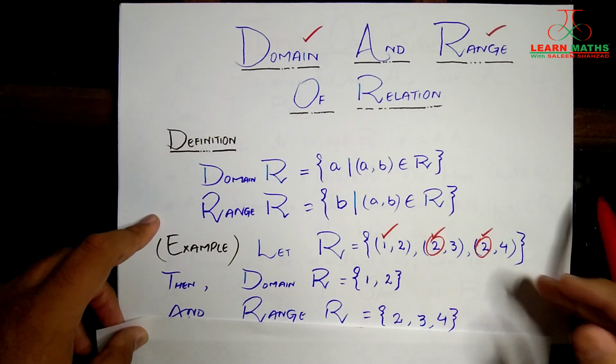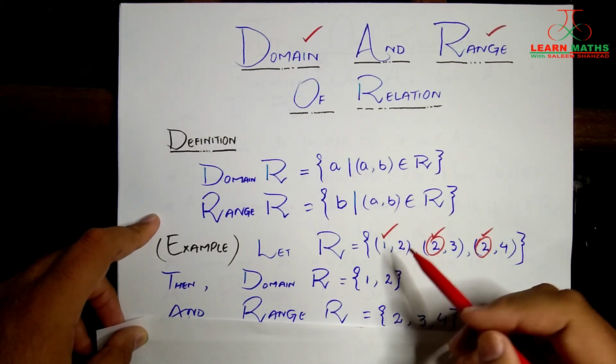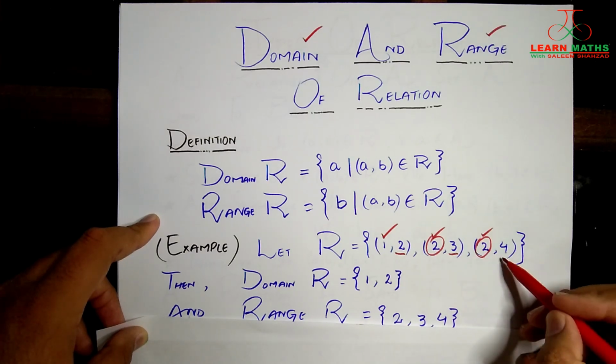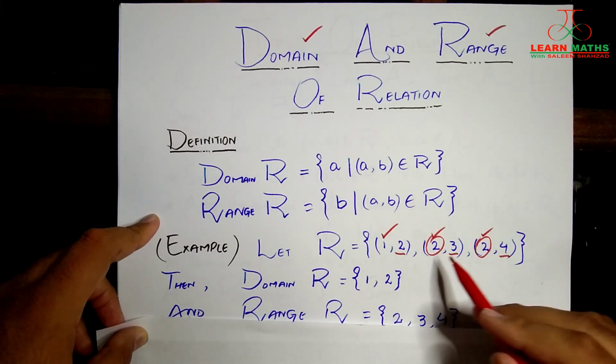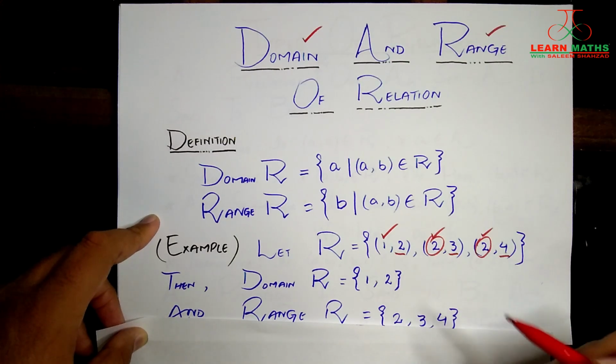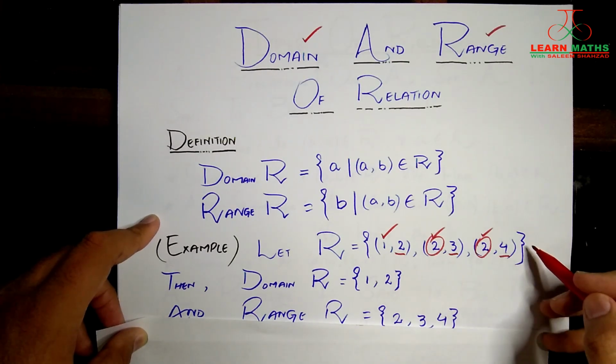Similarly, the range over here consists of 3 elements. Number 1 is 2, number 2 is 3, number 3 is 4. Now these 3 elements are in the range of the relation because these are the second elements of each ordered pair of the relation that we are talking about.